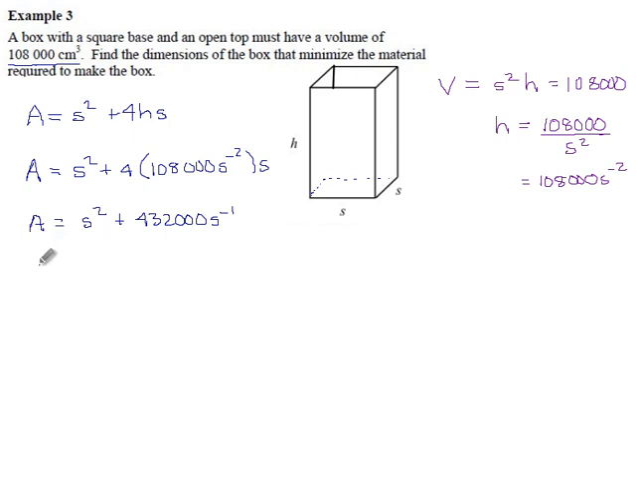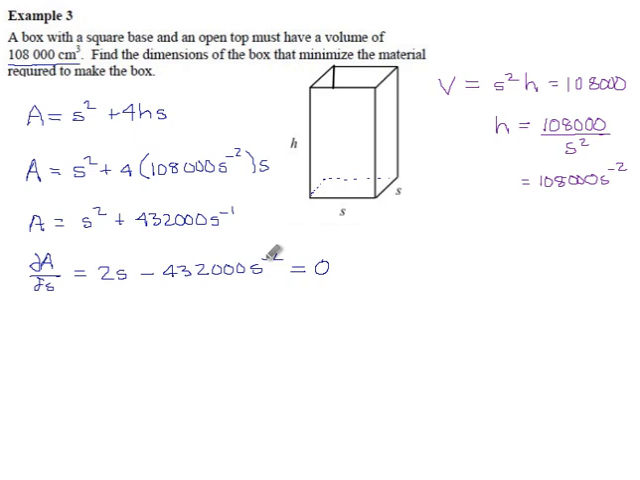So the derivative is just dA/ds equals derivative of s squared is 2s, and derivative here is minus 432,000 s to the minus 2. And all that has to come out to 0 if we're trying to optimize this thing. We want to find where the bottom of the valley is, the lowest possible amount of material. So, how do we solve that?